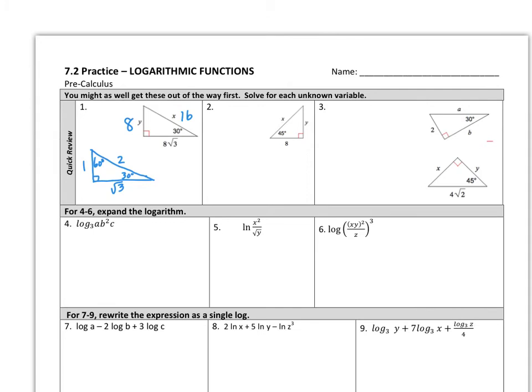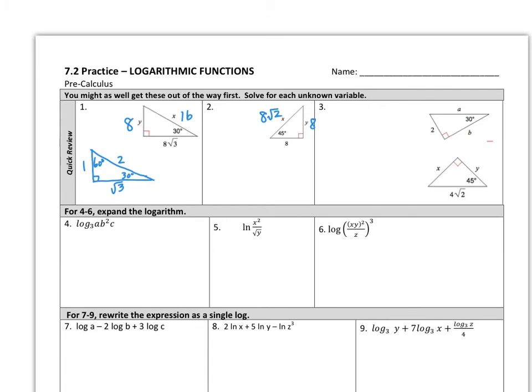On this other one, this is 45, 45, 90, so we know if that side is 8, this side must be 8, so this side must be 8 square root of 2. So pretty straightforward. And number 3, oh wow, they've got 2 of them in here for you.